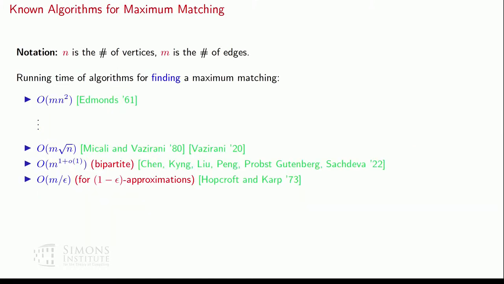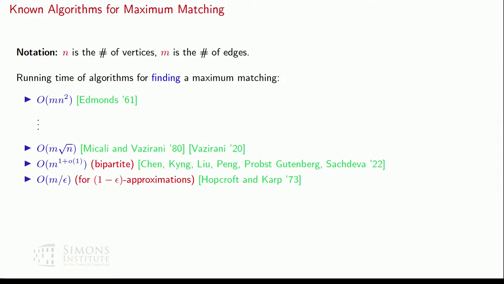The maximum matching problem has been studied from a combinatorial perspective for more than a century, but algorithmically it's been mostly studied since the work of Edmonds from the 1960s, who first showed that the maximum matching problem can be solved in polynomial time. He gave an m times n squared time algorithm, where we will use n throughout the talk to denote the number of vertices and m to denote the number of edges in the graph.